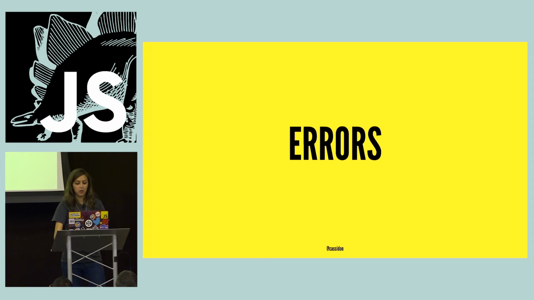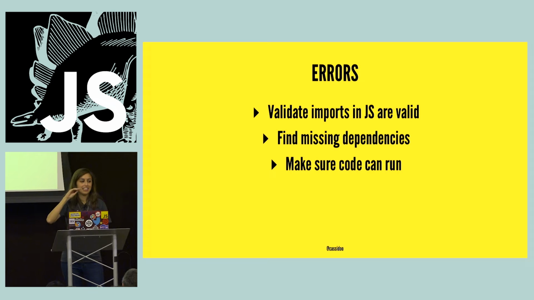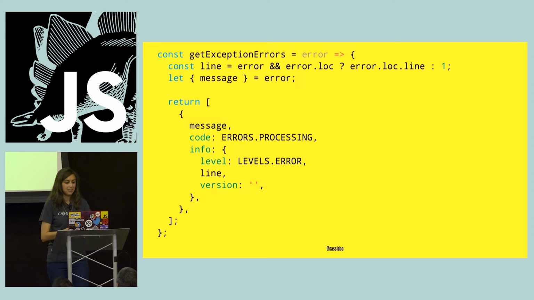And along with that, we also had to handle errors. So we have to validate that the imports in JavaScript are valid if you're requiring some kind of external library. We need to find any missing dependencies that you might need, so we can say, hey, just so you know, you did this, but you need to import this if you're going to use it. And we also just need to make sure that the code can run. And so for that, it's kind of simple. We get that from the transpiled thing that we get from the Babel processor.